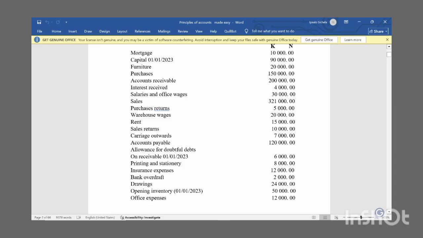So what's the first expense we have? If we check, we have salaries and office wages. The column where we're going to put salaries and office wages is dependent on whether or not we have adjustments. So let's check additional information if we have adjustments or not.